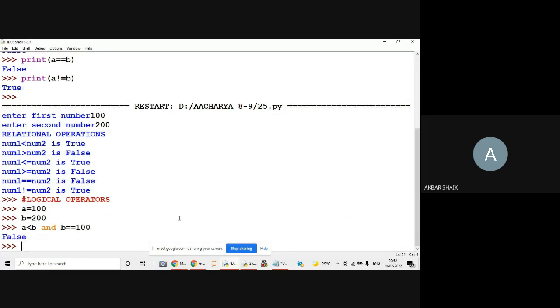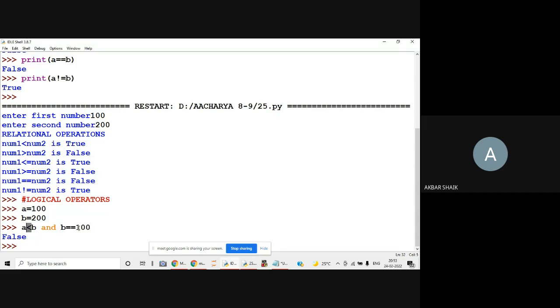Okay, so if you observe here, what is A less than B? 100 less than 200, it's true. And B equals to 100? What is the B value? 200 equals to 100. It is false. So what is the result here? True and false is obviously false.